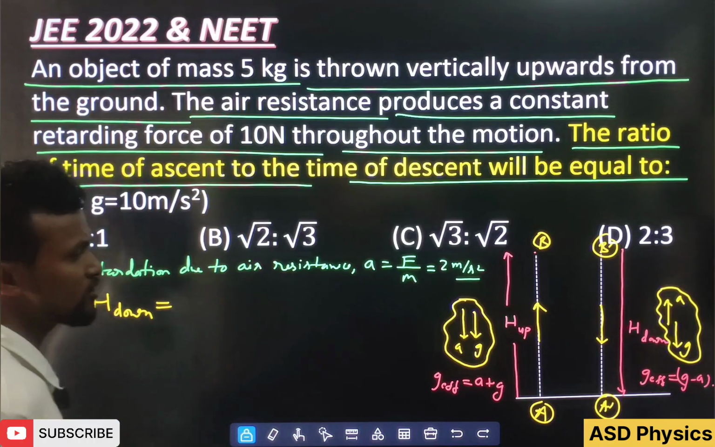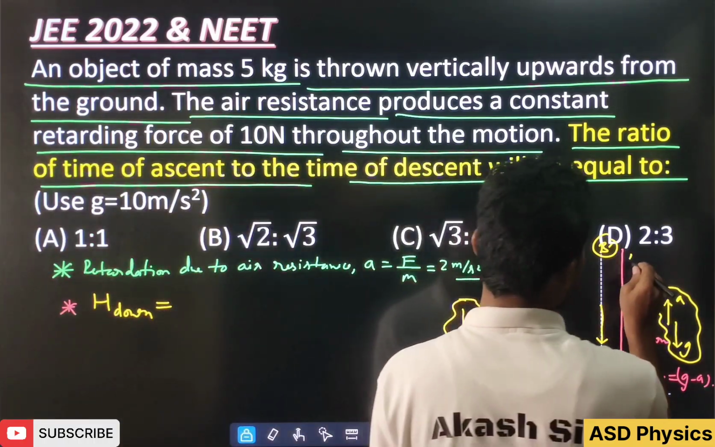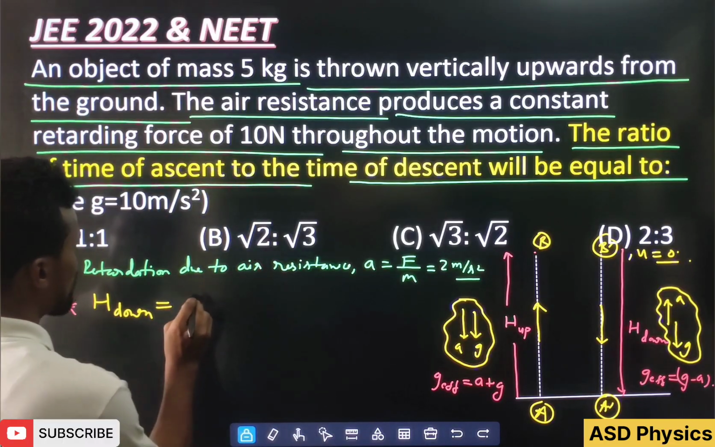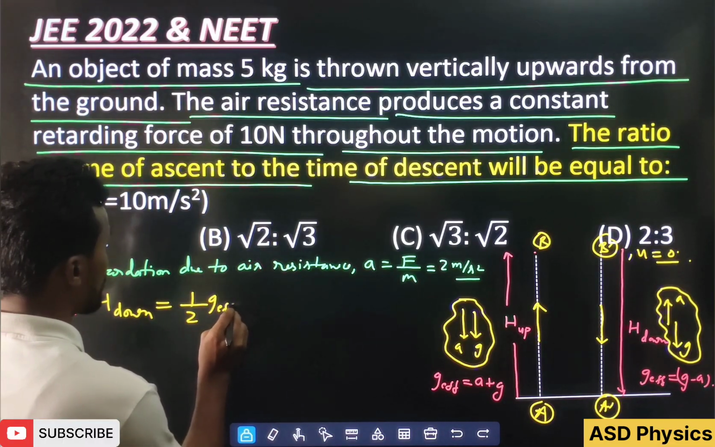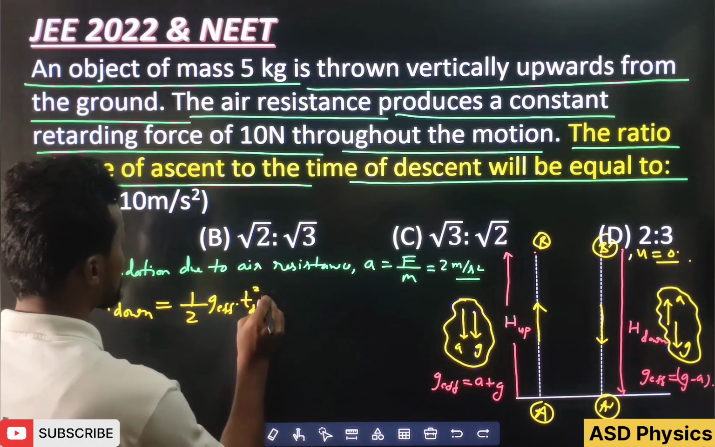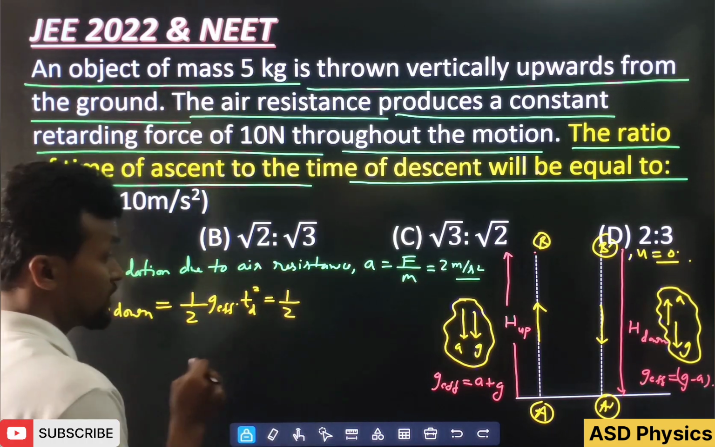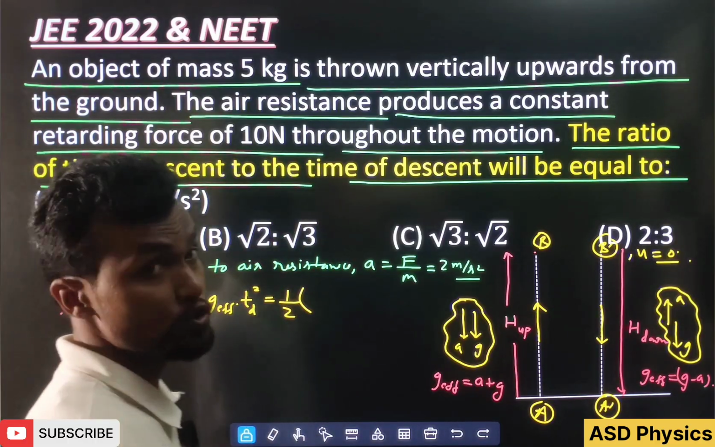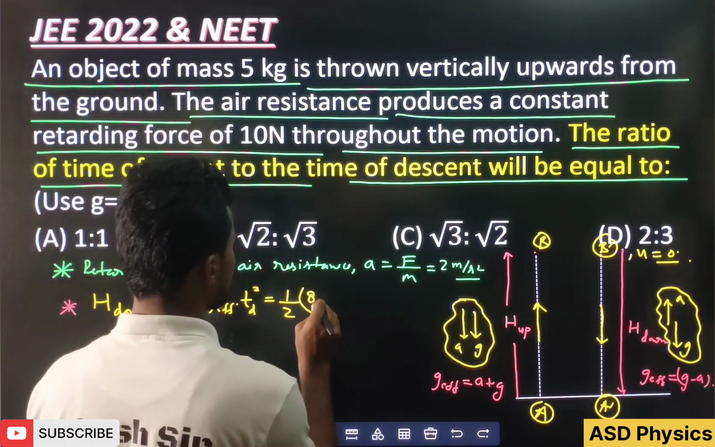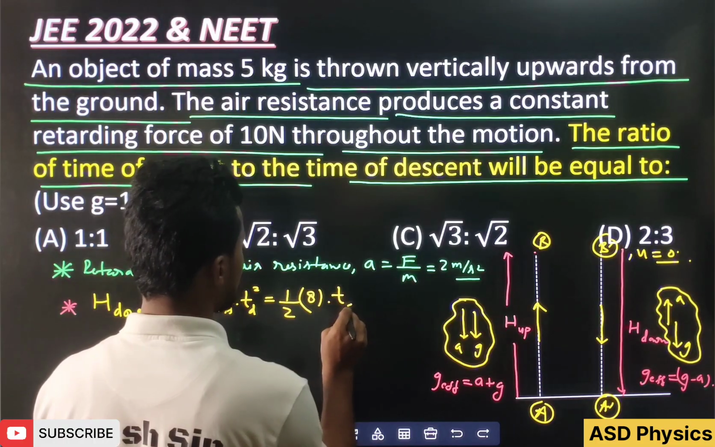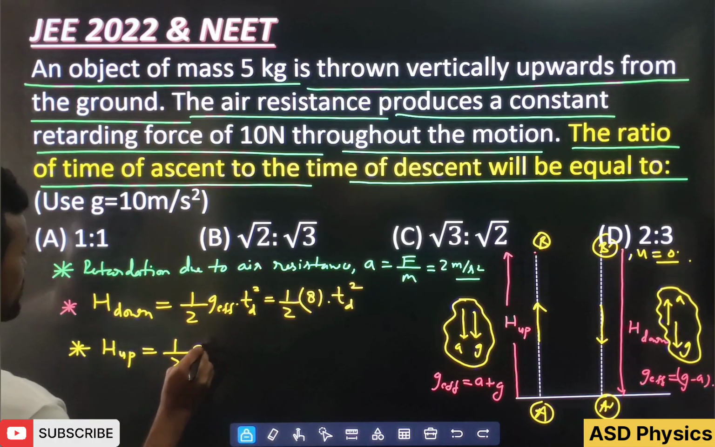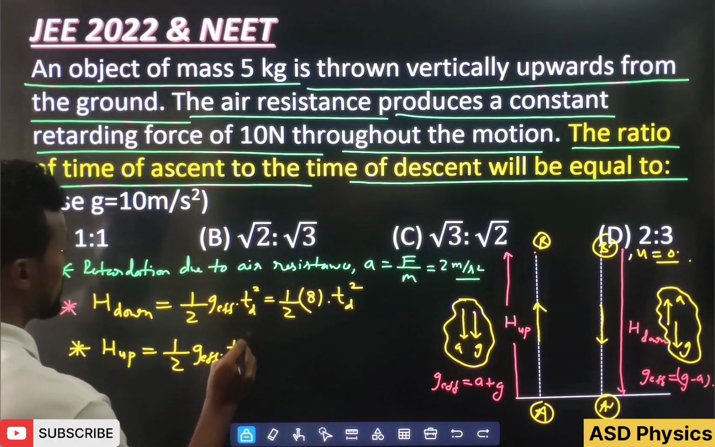Even if you use the second equation of motion, S equal to ut plus half at square, and initial velocity how much here? 0. So directly we can use H down equal to half G effective into time of descent square. Half G effective value is G minus A. G is 10, A is 2, so 10 minus 2, that means 8 into TD square. Similarly, H up will be in a symmetrical way, half G effective into T ascent square.